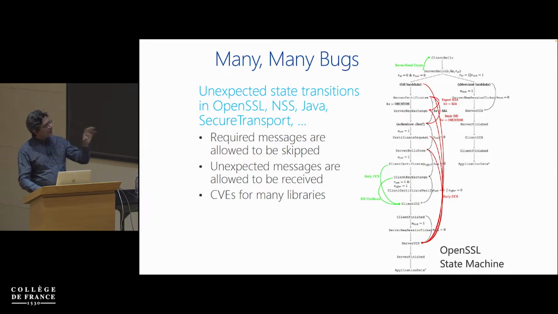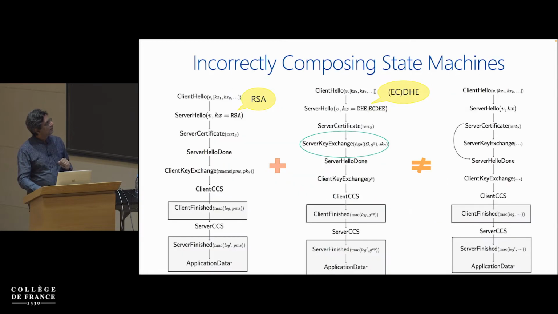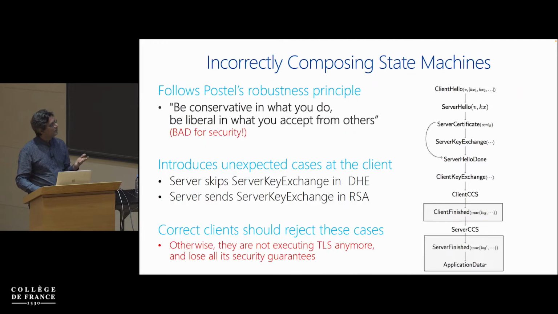You might ask, why are all of these implementations allowing these extra edges? The reason is that the way they're doing the composition is not correct. Instead of making this a conditional branch, they're making it an unconditional branch. They're saying, after the server certificate, you can either give me a server hello done, or a server key exchange, and I'll try to deal with it no matter what you give me. This is a bit weird. Why would you not do a conditional branch there?